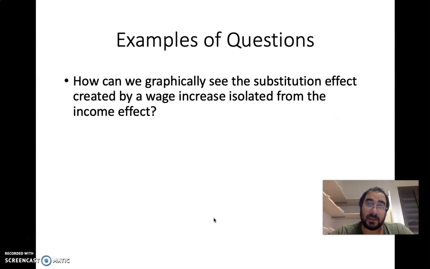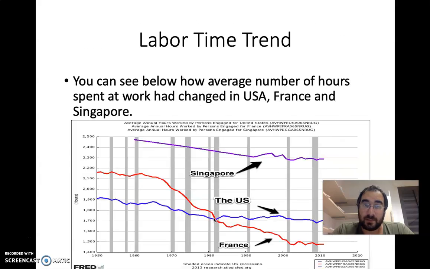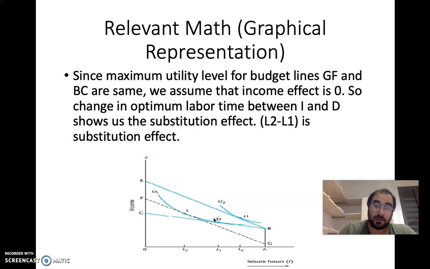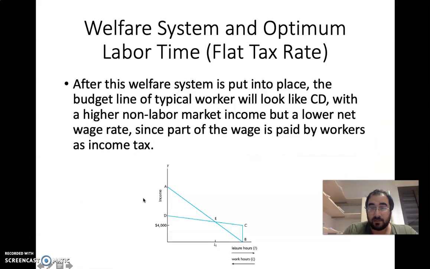How can we graphically see the substitution effect created by the wage increase, isolated from the income effect? We draw a hypothetical budget line which has the same slope as the budget line after the wage increase, but is tangent to the indifference curve which represents the highest utility level our agent can get before the wage increase. Basically, I'm talking about this budget line, this one. So let's go down.